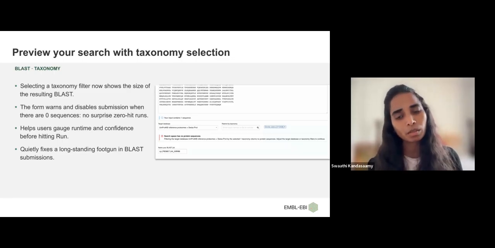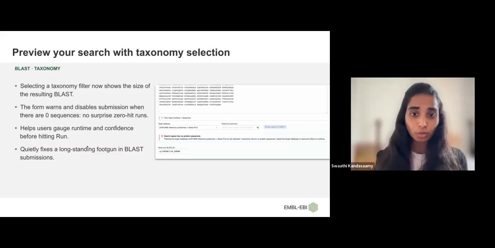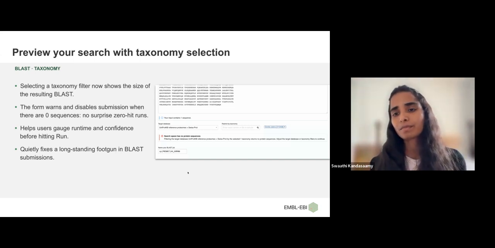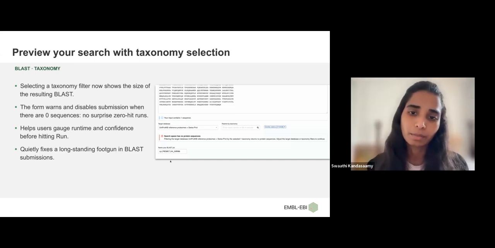Because of that, we disable it and show a warning. But if there is any match, we'll just show information that you're going to BLAST against this many sequences based on the combination of filters that you have used. And then you can submit a BLAST for that. This is an additional improvement, just preventing an unnecessary request that will yield no results in the end.